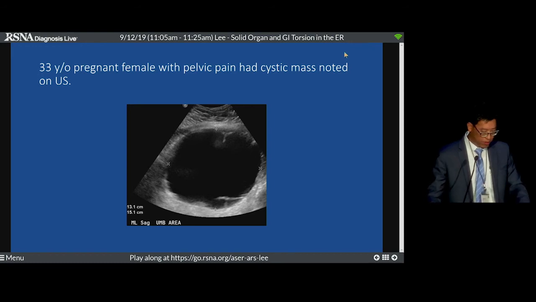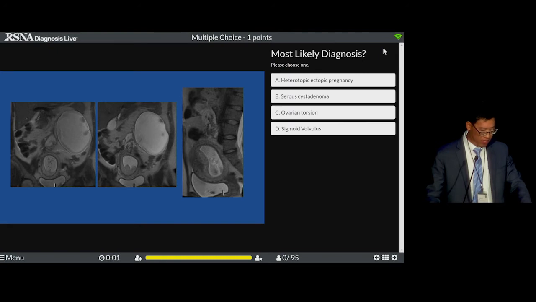Here is a 38-year-old female that came to us in the ER. She was pregnant, and we saw a big mass on ultrasound. She was admitted, and she had this corresponding MRI. So here's our diagnosis live question. What's the most likely diagnosis here? Is it a heterotopic ectopic pregnancy, serous cystadenoma, ovarian torsion, or sigmoid volvulus?